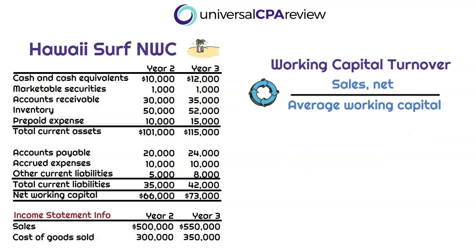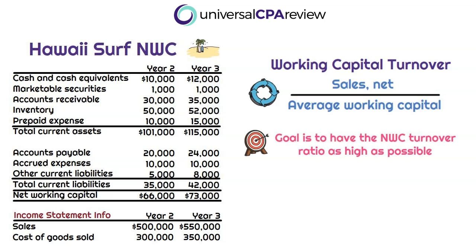Our last turnover ratio is the overall working capital turnover ratio. And so on the numerator, this is going to be sales. On the denominator, it's average working capital. And this just helps us understand how efficiently a company is at utilizing its working capital to generate sales. So a company with a higher working capital turnover ratio would be more efficient, while a company with a lower working capital turnover ratio would be less efficient, right? So you want to be more efficient, meaning you want this ratio to be as high as possible.